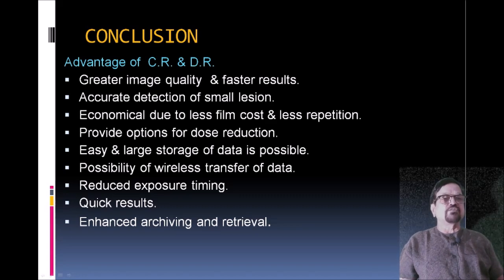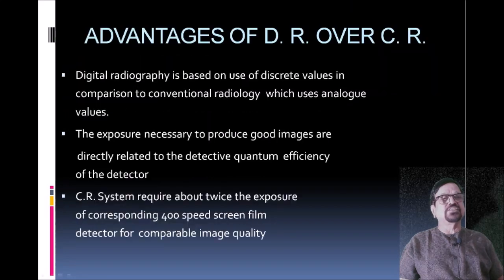Then they provide options for dose reduction. They are available, and we have seen in the chart what the standard is, and we should go for a reduction. There are techniques which are called low radiation dose techniques. There is also the possibility of wireless transfer of data from the department to the experts, and storage of the data at a different place. It gives quick results. Interpretation can be given within a few minutes or seconds, and it enhances archiving and retrieval. Both things are very useful.